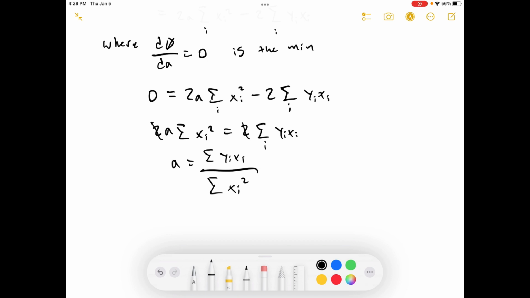And sure enough, this is what equation A.1-6 is. So we have reached the conclusion of this problem.